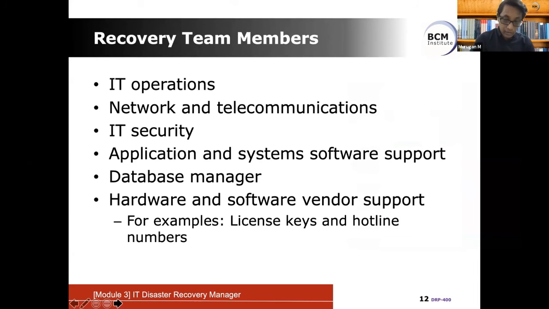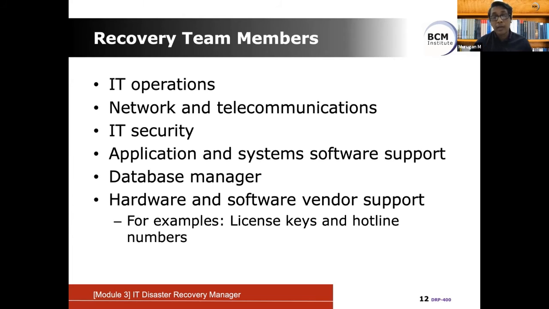Now, these are some of the people that we can put in our teams. These are recovery team members: IT operation, network, telecommunication, security, application and system software, database manager, hardware, and software vendor support. It's also good to include your hardware and software vendor as a part of our recovery team. I usually do that.